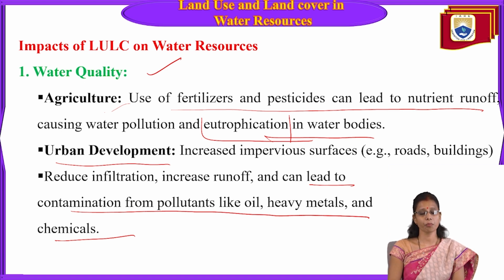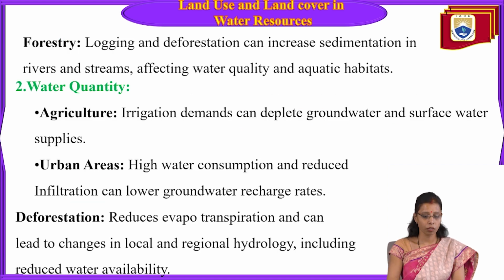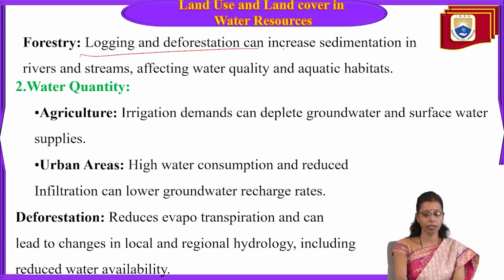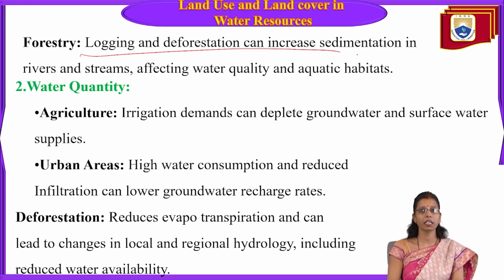There is a lot of problem with the water quality, and a lot of filtration is required just to make the water pure. To drink one glass of water we have to go through a lot of processing of the water. This is the problem we are facing due to the impacts of land use and land cover on the water resource. Next is forestry. Logging and deforestation can increase the sedimentation in rivers and streams, affecting the water quality and aquatic habitats.